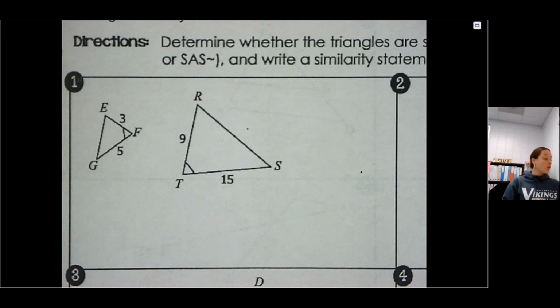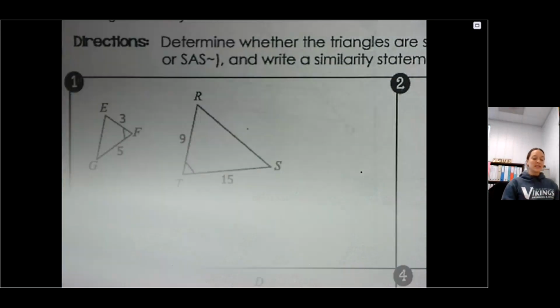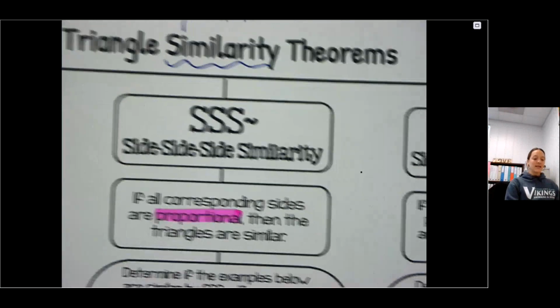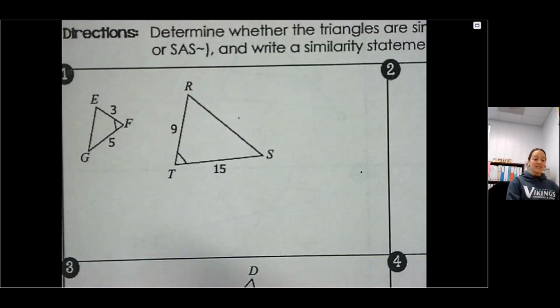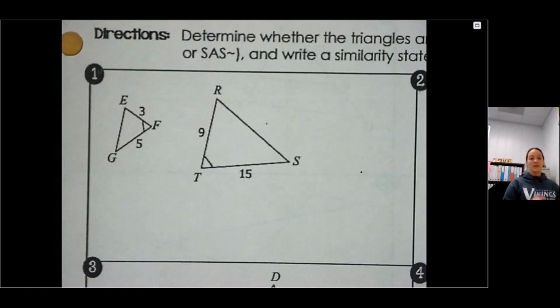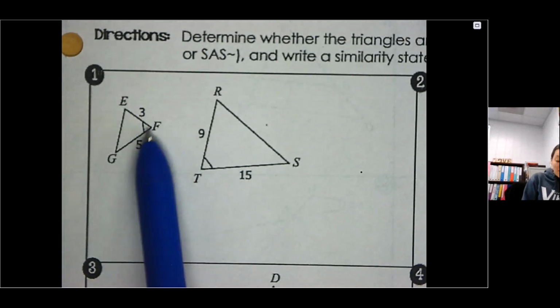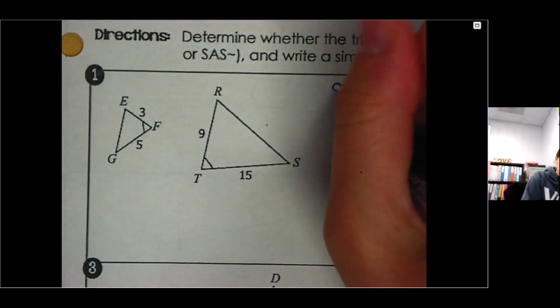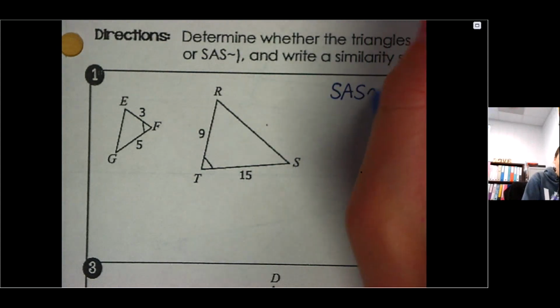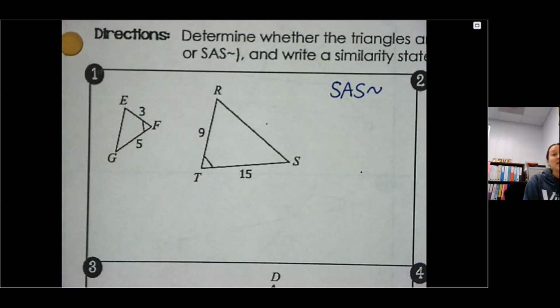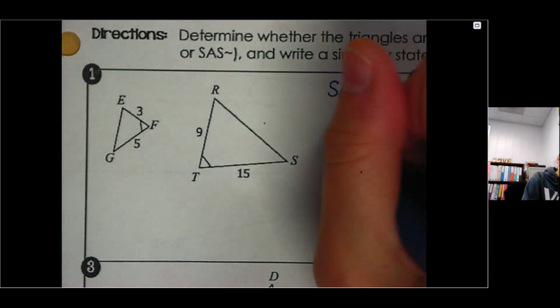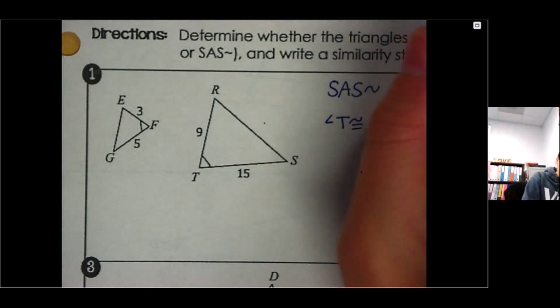So if you take a look at number 1, of your 3 choices, angle, angle, side, side, side, or side, angle, side, what is this first one? Do we agree with Devin? Side, angle, side. Why? There you go. There's an angle that's marked for both. Okay, so we know this is side, angle, side. So write that in. Angle T and angle F are congruent. Good.